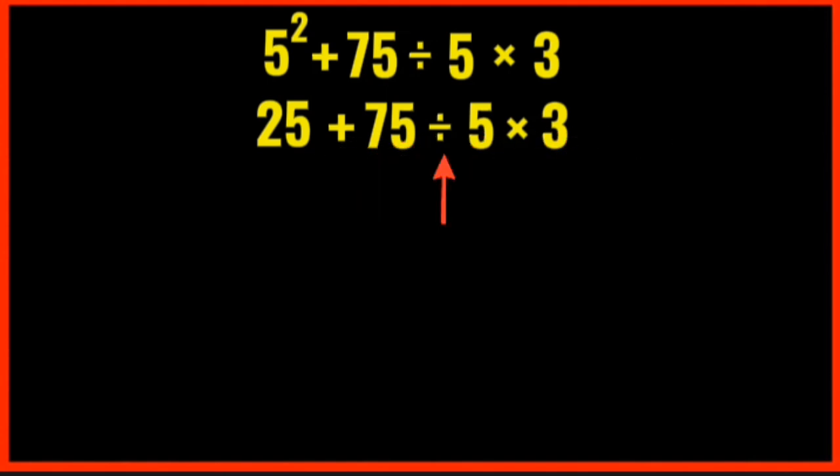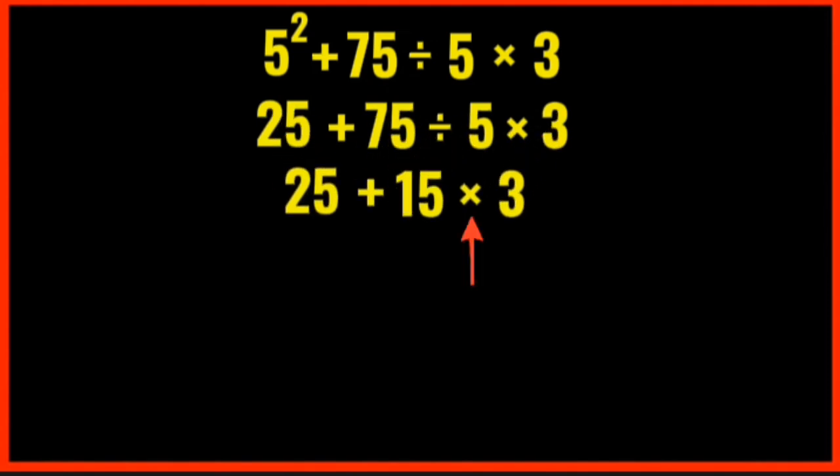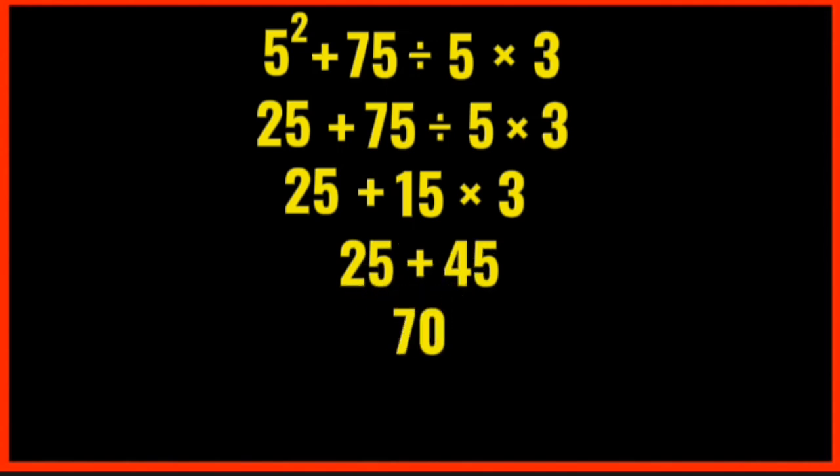First, we divide 75 by 5, which gives 15, so the expression becomes 25 plus 15 multiplied by 3. Next, we multiply 15 by 3, which gives 45, so now we have 25 plus 45. Finally, we add them together and get 70, so the correct answer is 70.